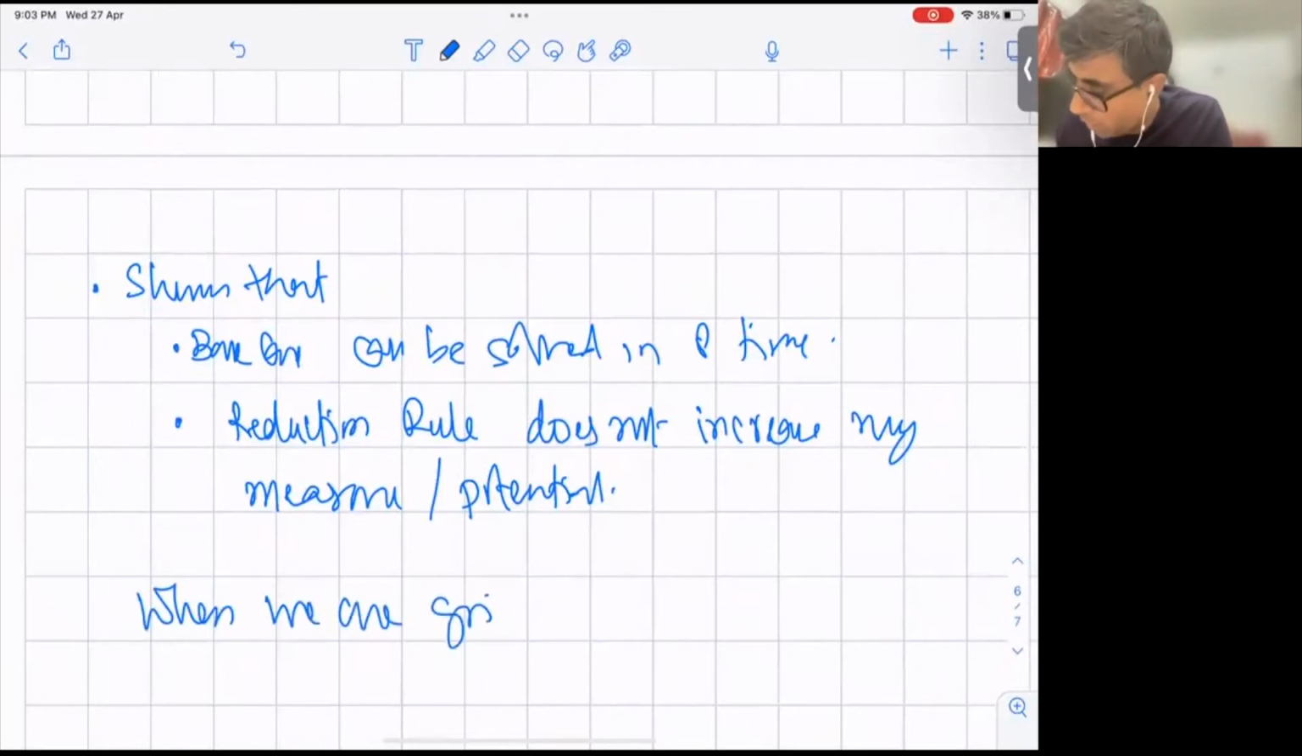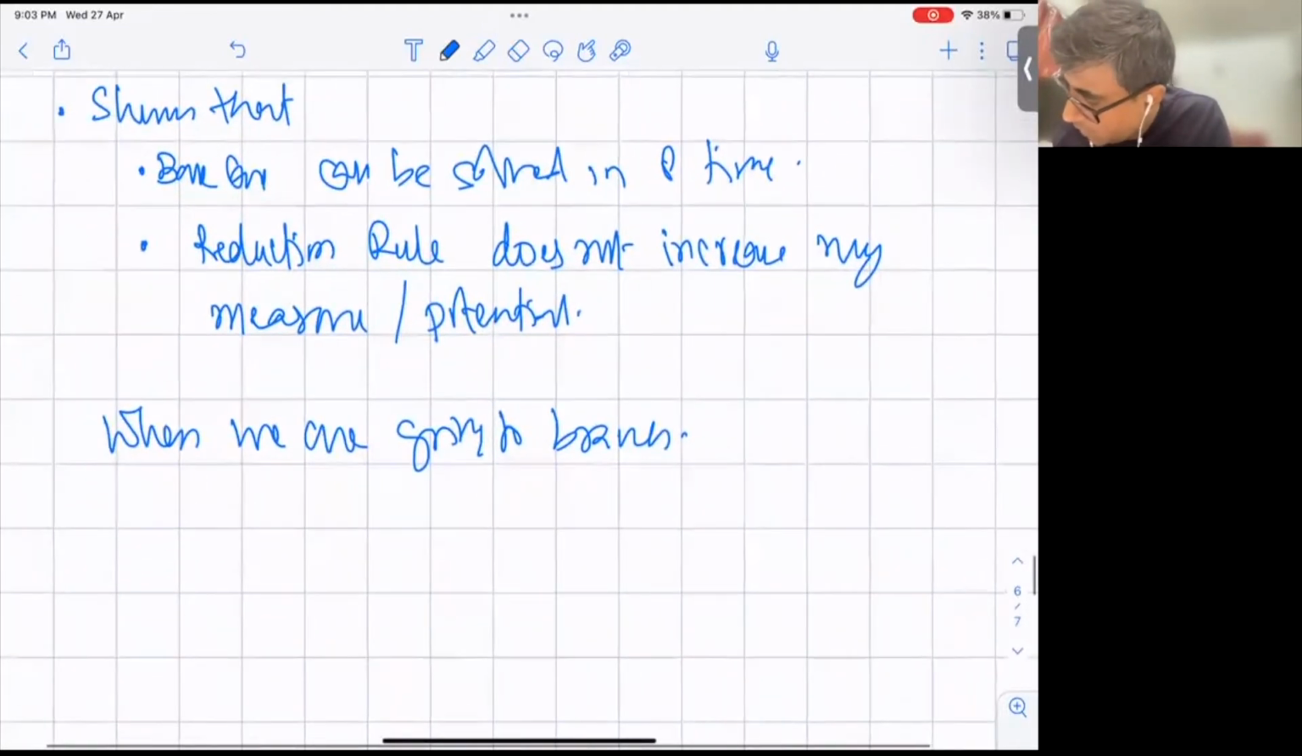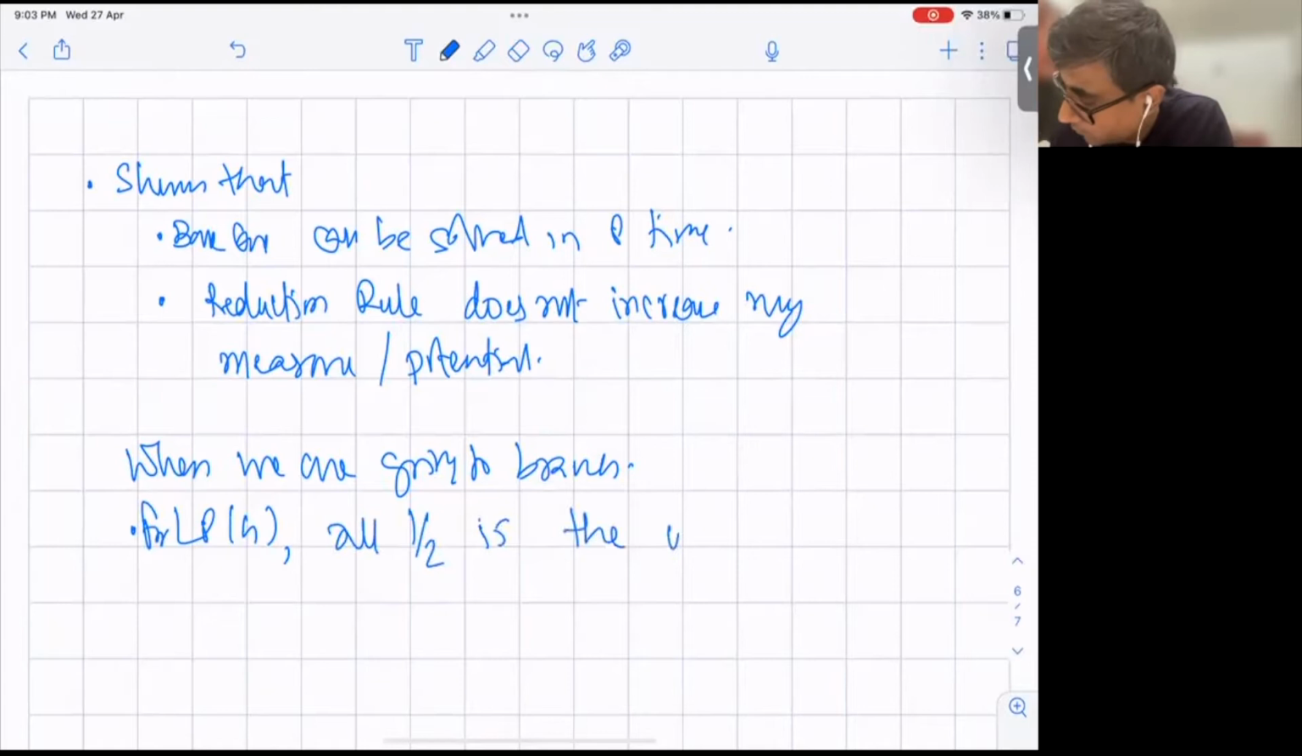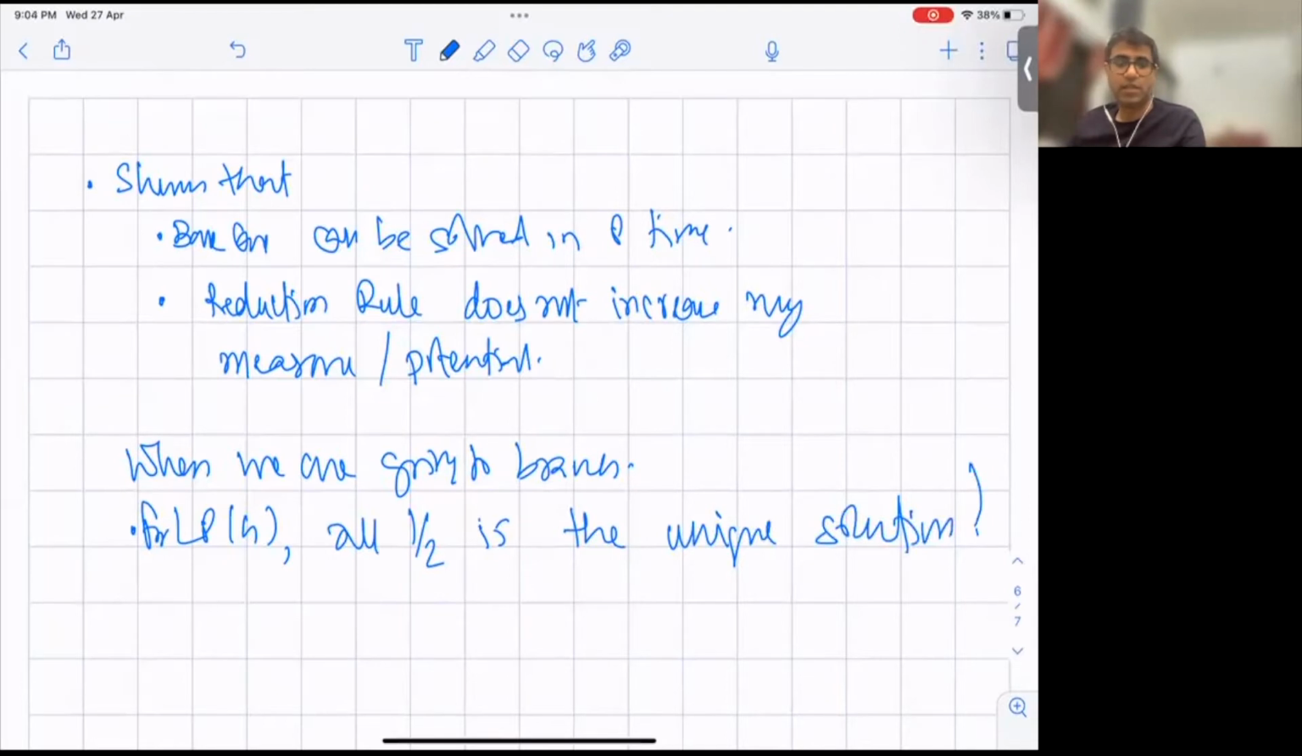So when we are going to branch, what is the property of G? That for LP of G, all half is the unique solution. Is that fine? So when we are planning to branch, we know that all half is the unique solution, because if it was not, we would have rejected it, and that would have meant applying a reduction rule. We would have applied that reduction rule and our measure would not have increased. So that's great.